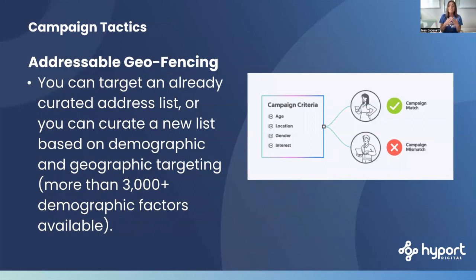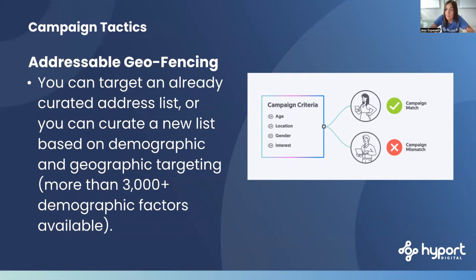So still building off of geofencing, this is what we refer to as an addressable geofencing tactic. This also is one that a lot of you are probably familiar with. With addressable geofencing, you can target an already curated address list. So if you've got a list of addresses of different businesses or homes, whatever that is, that you want to serve your display ads to, or you can create a new list based off of demographic and geographic targeting that can usually be built inside of some sort of display platform.